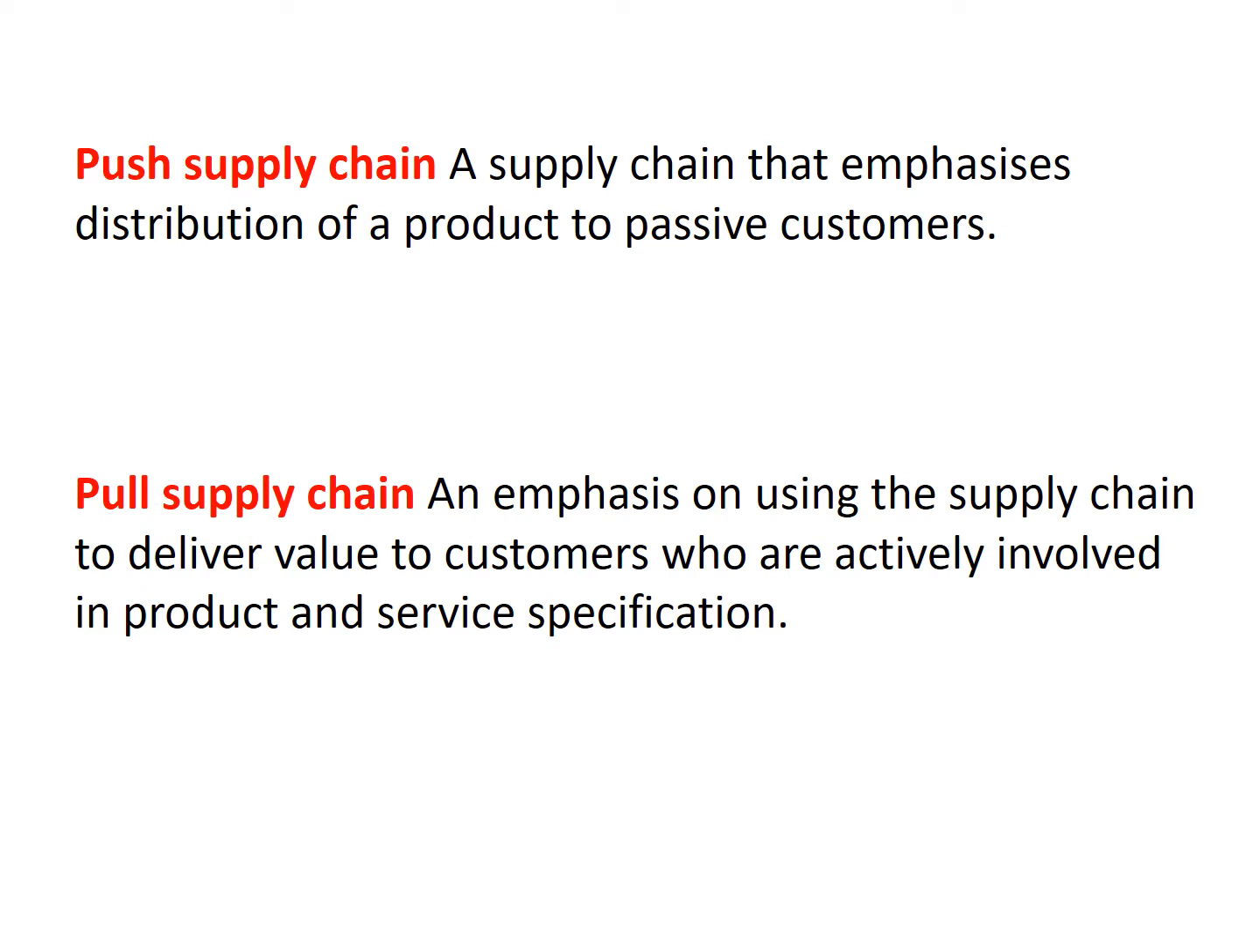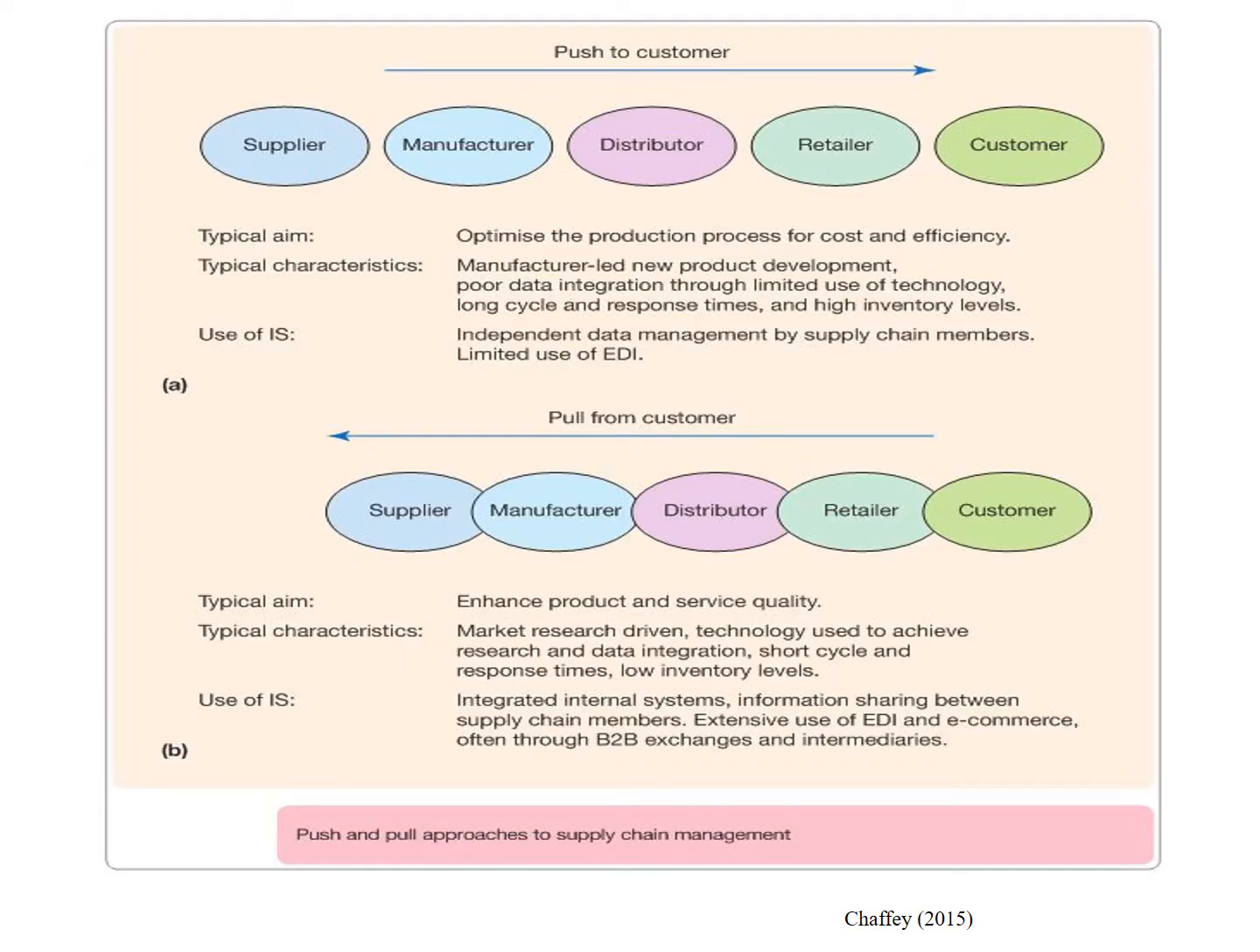Well, a push supply chain is one that emphasizes distribution of a product to passive customers. So you're pushing it through to passive customers. And a pull supply chain emphasizes the use of the supply chain to deliver value to customers who are actively involved in the product and service specification. So here, these customers actually want this, so they're pulling the product out. Here we can see another example of push to the customer and pull from the customer.